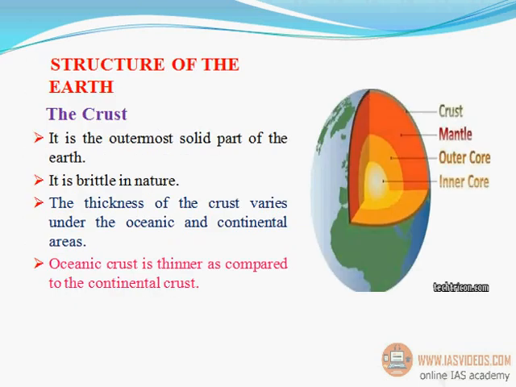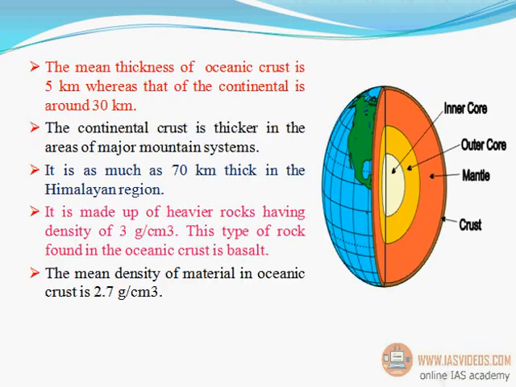Structure of the earth. The crust. It is the outermost solid part of the earth. It is brittle in nature. The thickness of the crust varies under the oceanic and continental areas. Oceanic crust is thinner as compared to the continental crust. The mean thickness of oceanic crust is 5 kilometers, whereas that of the continental is around 30 kilometers. The continental crust is thicker in the areas of major mountain systems. It is as much as 70 kilometers thick in the Himalayan region.